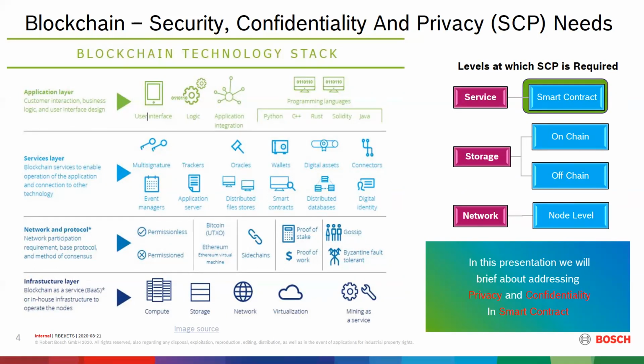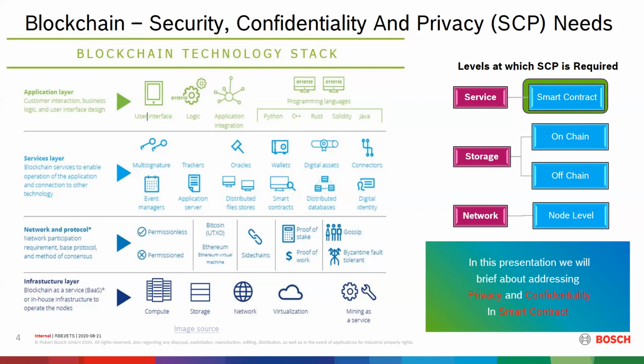The next layer is the services layer. The services layer includes the blockchain services to enable operation of the application and connection to other technology. Some of the services include multi-signature, oracles, wallets, digital assets, digital identity, distributed databases, smart contracts, distributed file stores, etc. The last and topmost layer is the application layer. It includes the customer interaction, business logic, and user interface design.